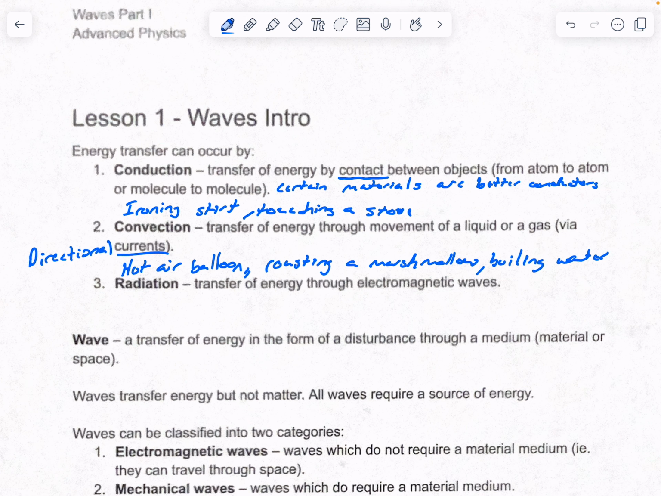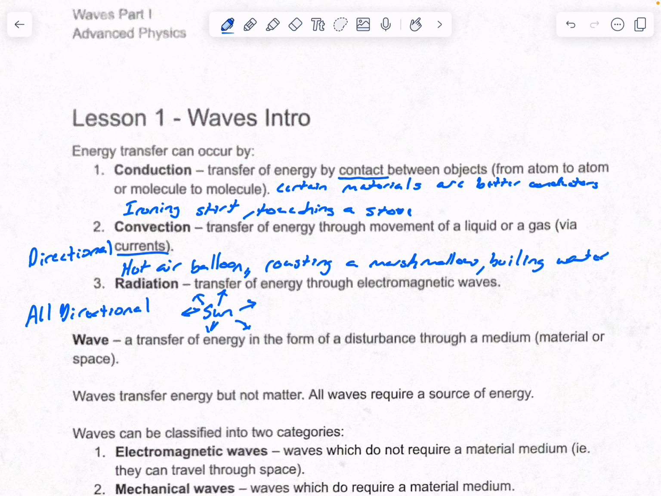Then you have radiation. Radiation is a transfer of energy through electromagnetic waves. This one is all directions. Convection was very directional because it was based off currents. On radiation, it just goes in all different directions. If you have something like the sun, you've got radiation going this way, this way, this way, this way. It's basically going all around. It's not just one direction.